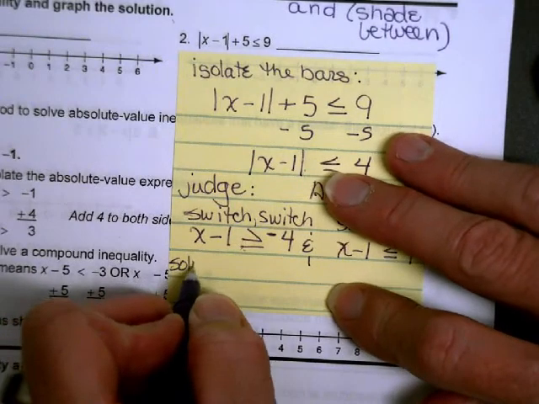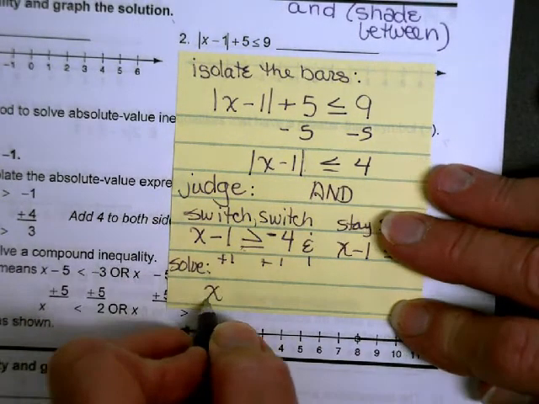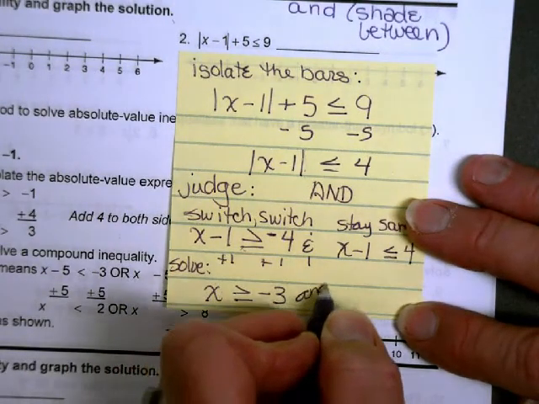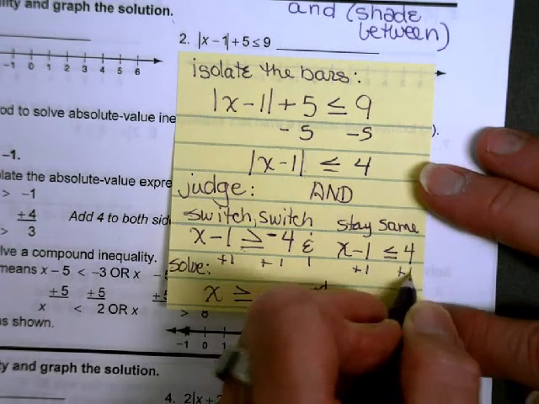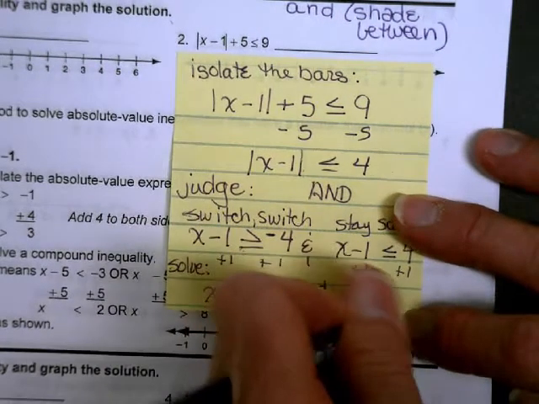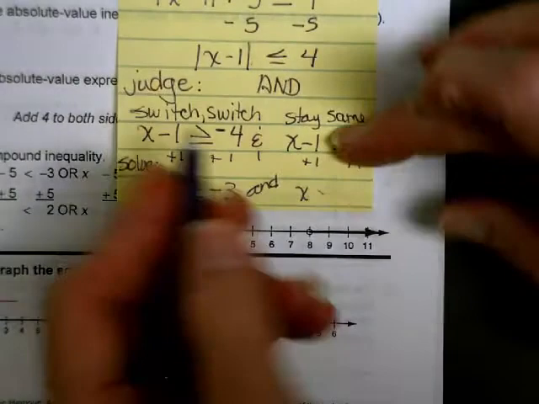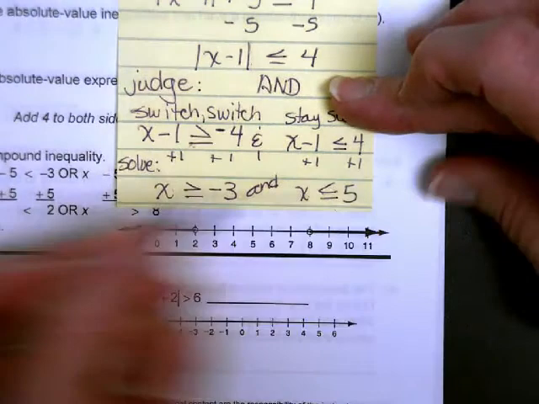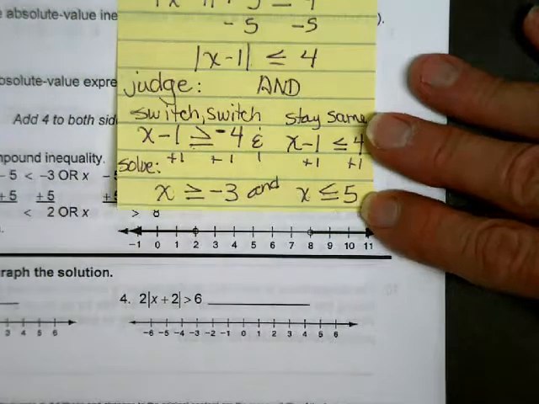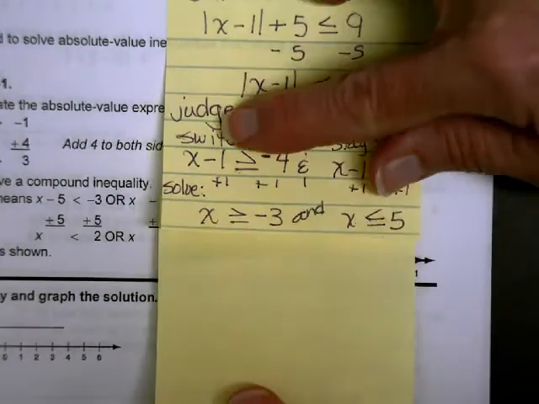Okay, now we get to solve. That means I add 1. So it's x is greater than or equal to negative 3. And add 1. X is less than, pickles, I said it and didn't write it. Can you see my right? Yep, you can see it. X is less than or equal to 5. So I can put these two together. I'm going to get another sticky note.